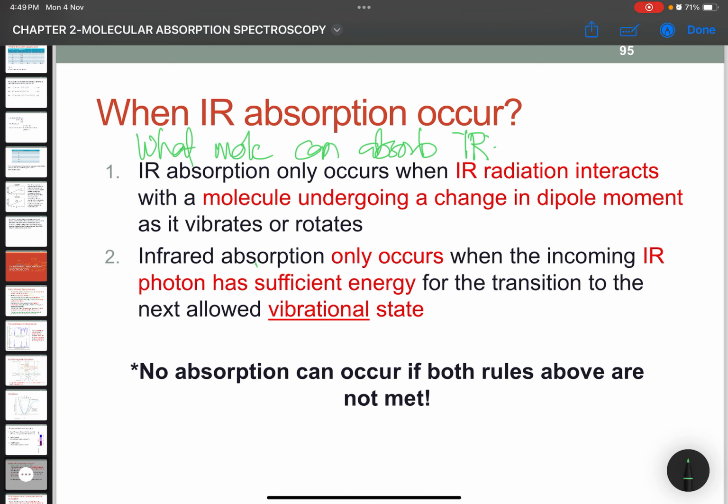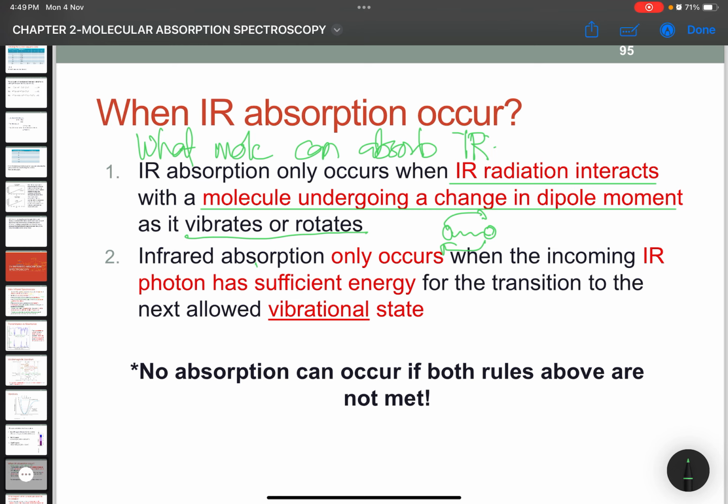absorption can occur when IR radiation interacts with molecule that undergoes change in dipole moment when the molecule vibrates or rotates. Okay, we know that the molecule can vibrate or can rotate. Dia bergerak ke sini. As long as it rotates or vibrates, it can change the dipole moment.